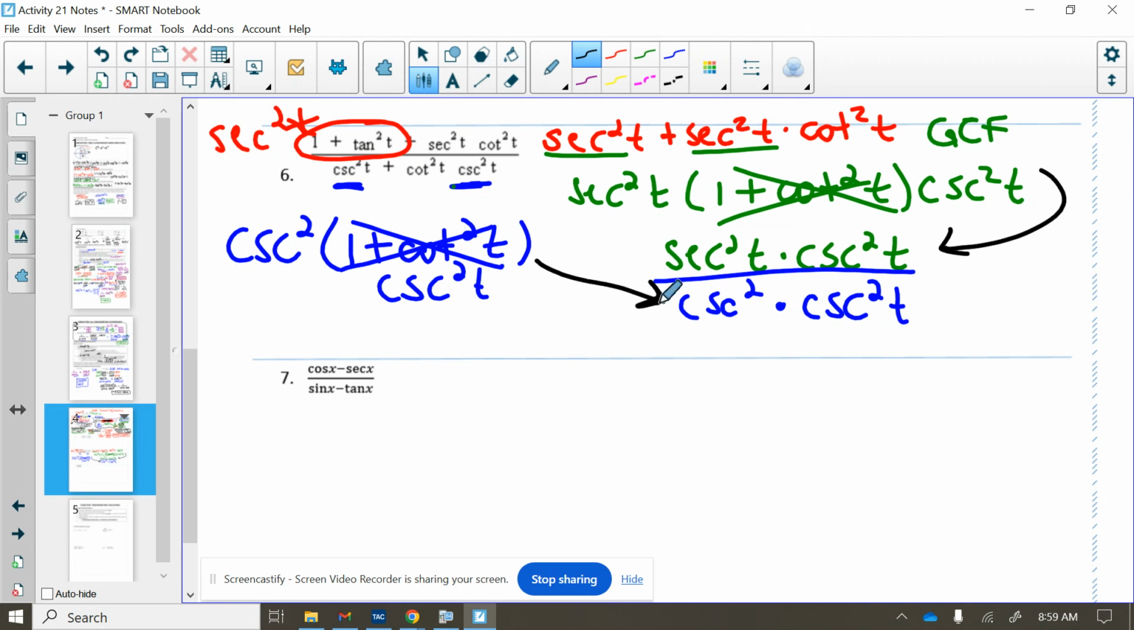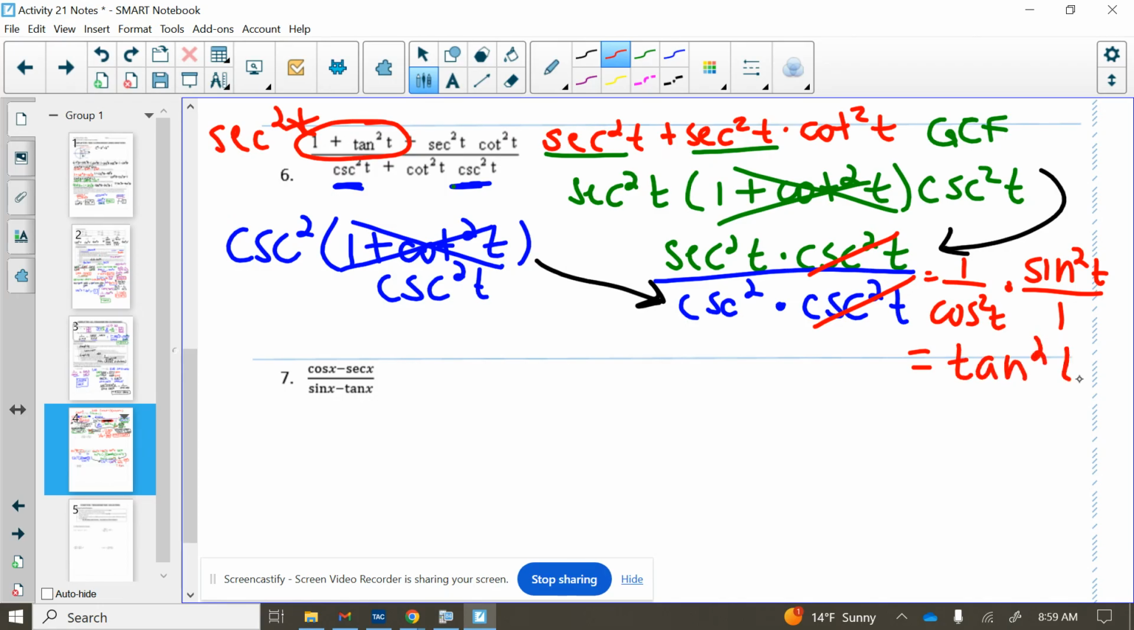Now, what can happen now that we're back to being one fraction? We notice we have some things in common that can cancel out. And then secant squared can be rewritten as 1 over cosine squared. The cosecant in the bottom can be rewritten as sine in the top. And then sine squared over cosine squared is tangent squared.